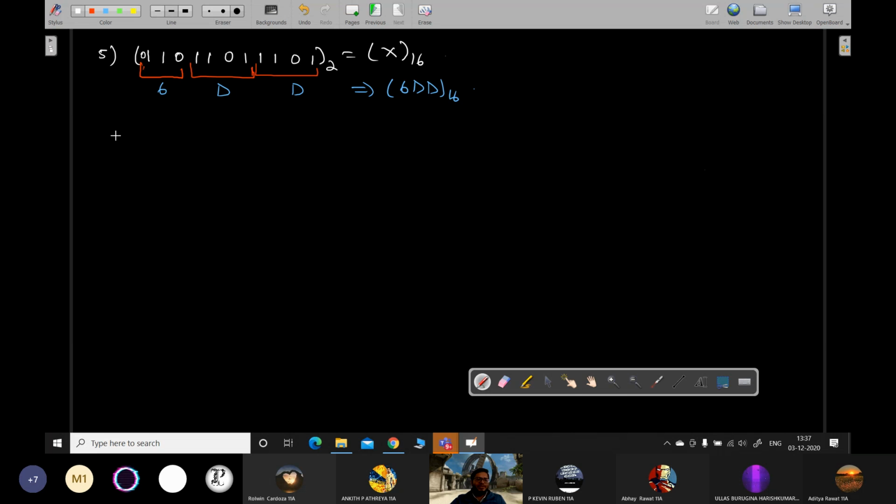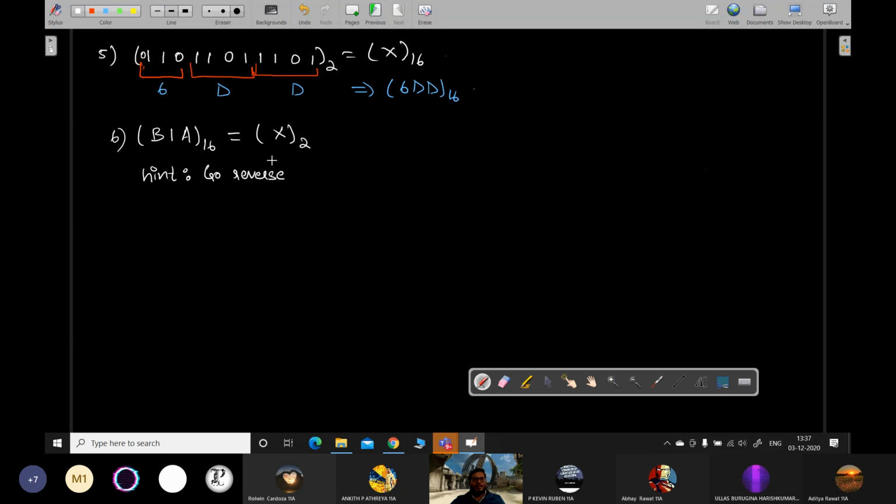Can you do this? B1A in base 16 is equal to what in base 2? Hint: go reverse.